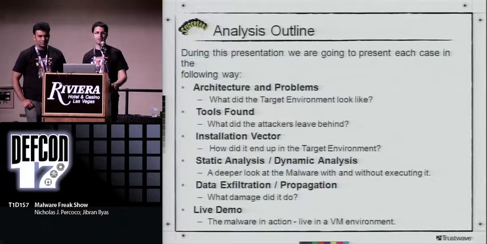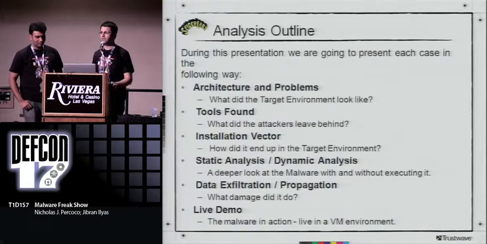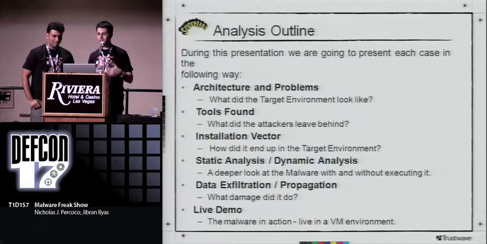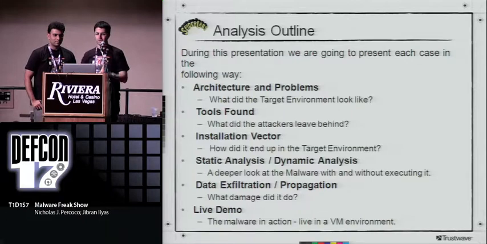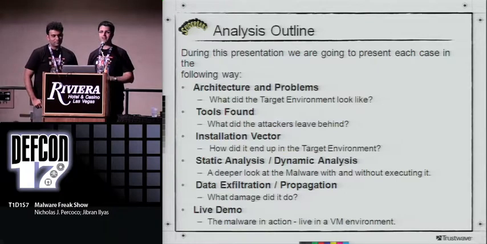So, analysis outline. We tried to organize each of these samples in a cohesive manner. We're going to go through the basic architectures and really try to tell a story about the environment these were taken out of. What did the architecture look like? What were the problems that we saw within the environment? What tools were found, and what did the hackers leave behind? What were the traces that we found? And then, of course, the installation vector: how did the tools get into the environment in the first place? Then we'll do some static and dynamic analysis, show you what we learned about the malware, and how data got out of the environment. And of course, what you're probably really looking forward to seeing: we're actually going to demo this stuff live.